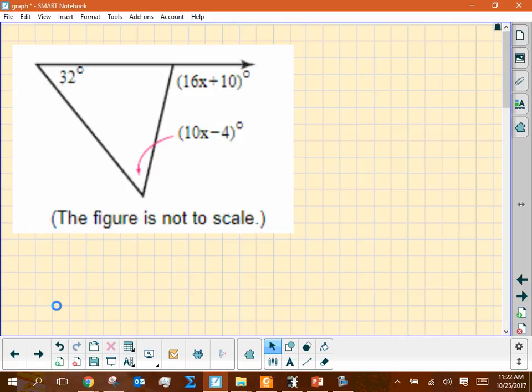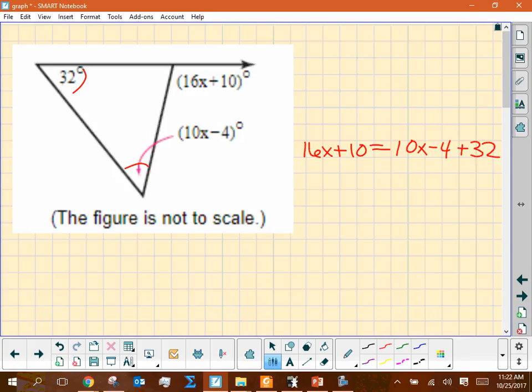All right, so what is the approach here? Yes. That the two things equal the outside. Okay, so which one's the exterior angle then? The 16. Okay, so 16x plus 10 is my exterior angle, and the remote interior angles, remote meaning the ones that are far away, separated or detached from 16x plus 10, would be those two angles, right? Yeah. So what are we going to do with those? Add them together. So I get 10x minus 4 plus 32. Okay.